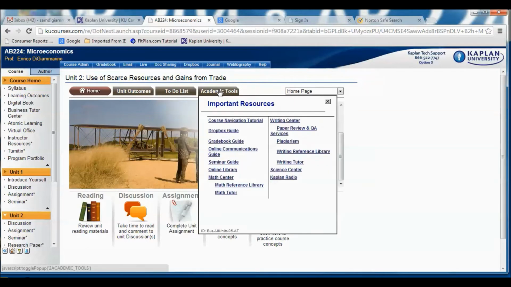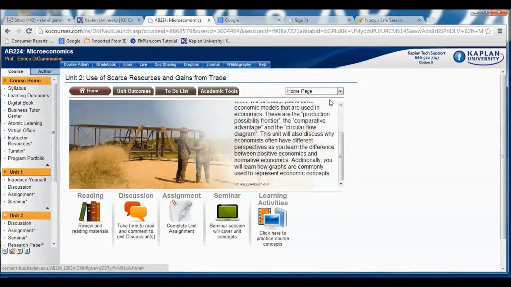And then there's a list of academic tools. This is where you can get access to the Writing Center. You can find out what the plagiarism policies are. You can get access to the online library, the Math Center. So you have a lot of information here. Okay? Guide to using the Dropbox. If you need help trying to navigate through the course, there's a tutorial here. There's access to Kaplan Radio. So there's a lot of material in here.